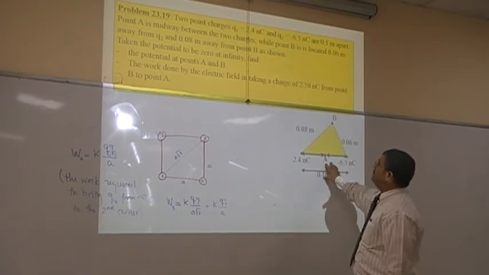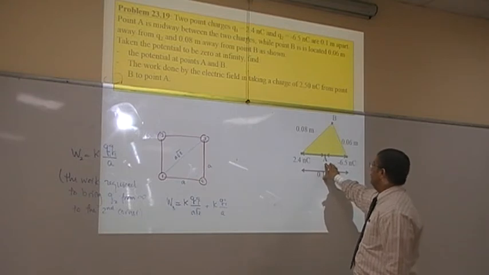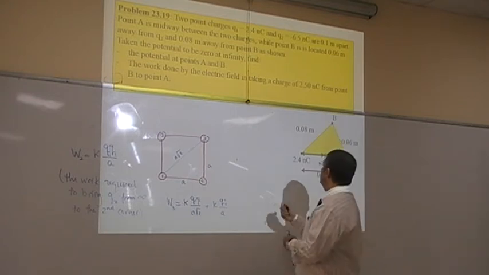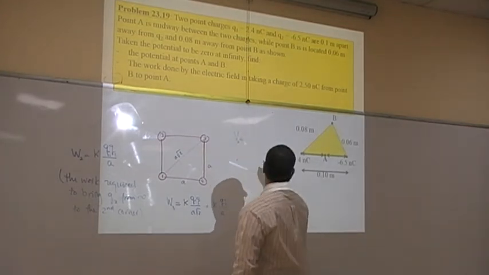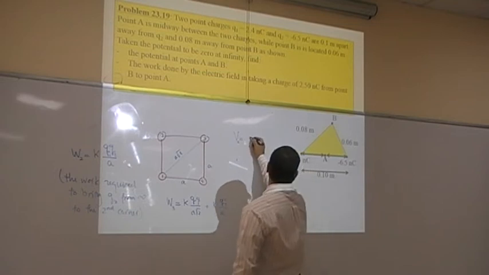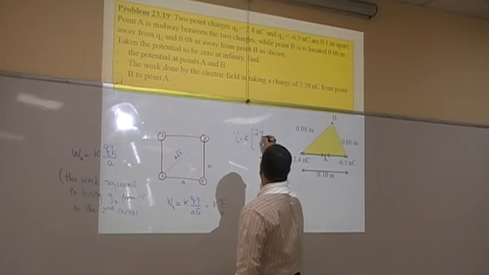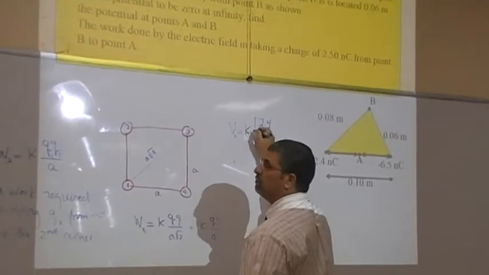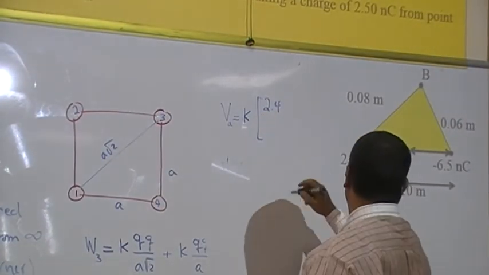So this is the arrangement of the charges, and he wants to find the potential at point A and the potential at point B. So the potential at point A, this is VA, this is point A, so it will be K, I'll leave out the nanocoulomb, so I'll multiply by 10 to the power of minus 9, and 2.4.